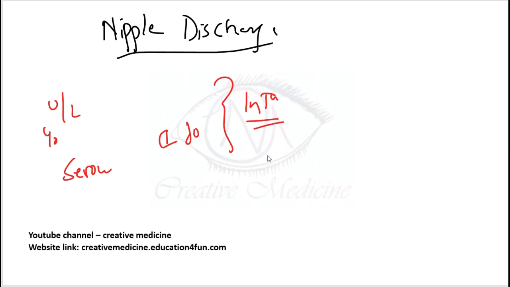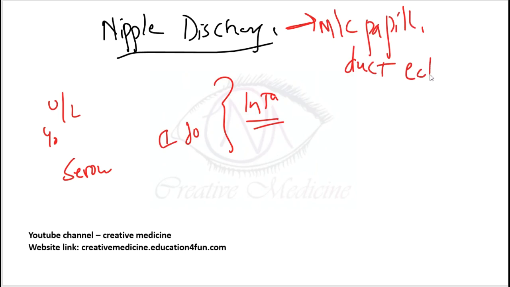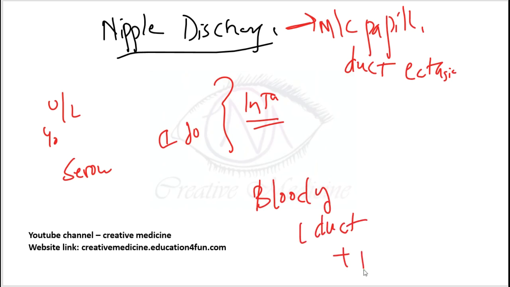If you were asked what is the most common cause of nipple discharge, it is either duct papilloma or duct ectasia. In nipple discharge, the chances of malignancy are high, especially if there is bloody discharge from one duct plus a mass, then obviously you should think of malignancy. If there is malignancy, underlying suspicious lesions will be seen.